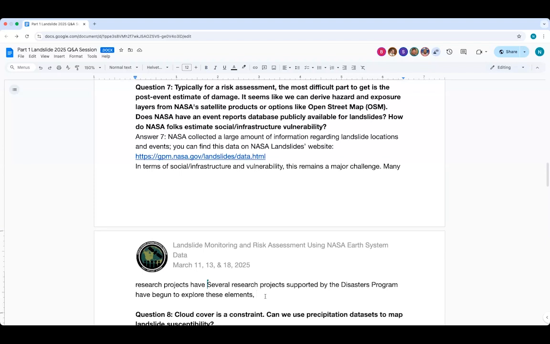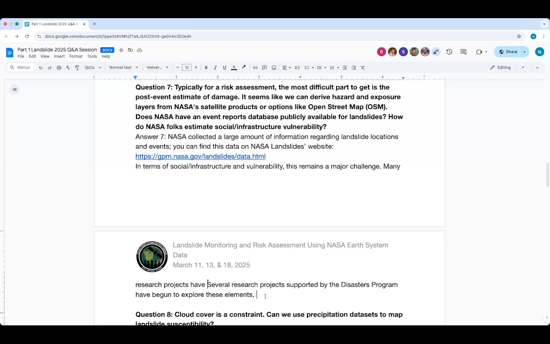In terms of social and infrastructure vulnerability, that remains a major challenge. I think one of the critical elements, as I pointed out, is that infrastructure or social vulnerability incorporates things like healthcare outcomes, and certainly we can't observe those from orbit. So we're often relying on data from other sources, including census data on population demographics, to begin to estimate some of those elements.